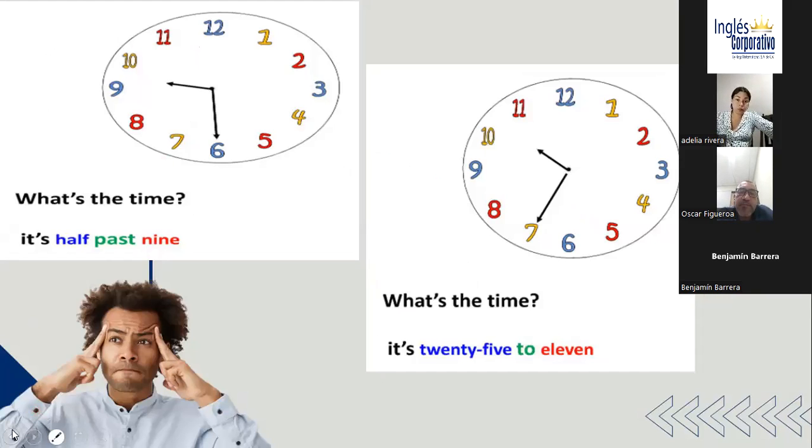Now, I would like to know if with the information we just saw there are any questions. Any questions so far? Something that was not clear for you? No? I mean, the time is very easy. It's not difficult. So we're going to go then to the practice. If there are no questions, we're going to move on to the practice.